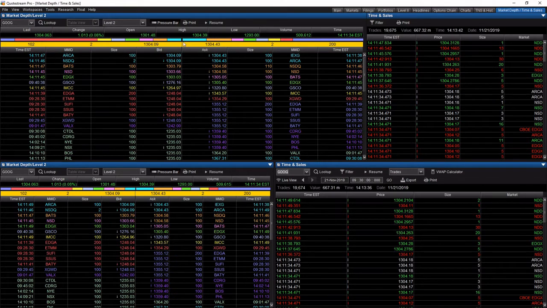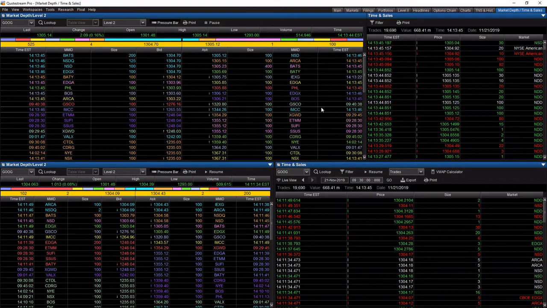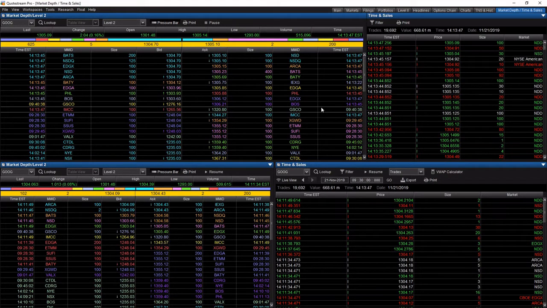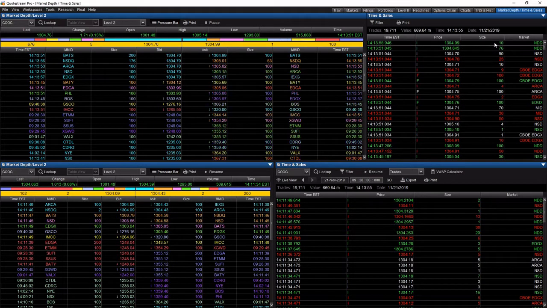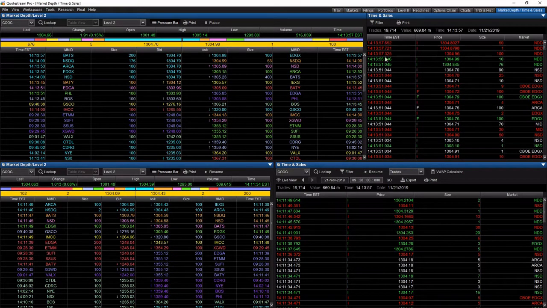So if we look, let's unpause this for a minute and we'll just use the top one. We're just going to go resume. So you can see right now I'm looking at Google and a lot of trades are coming through, and it has on the Time and Sales, we have a list of the time that the transaction happened, the price. There are little indicators to indicate what type of trade it is. So you can see that one there.